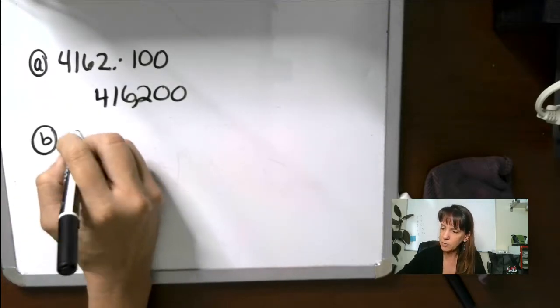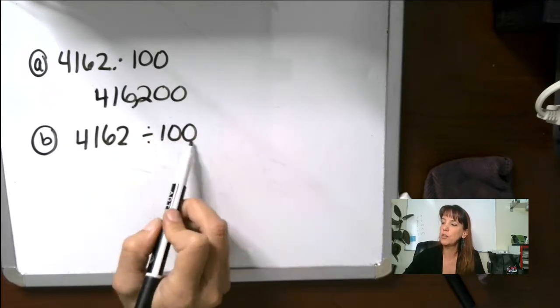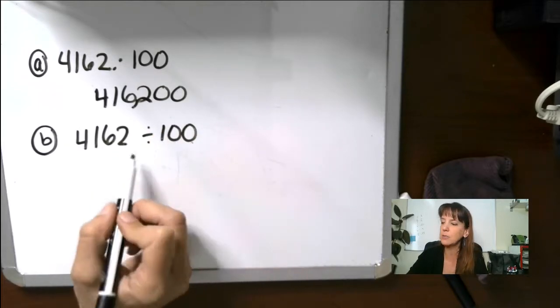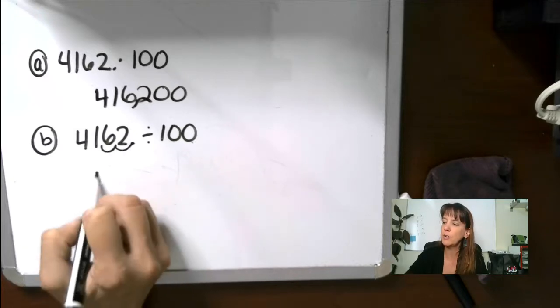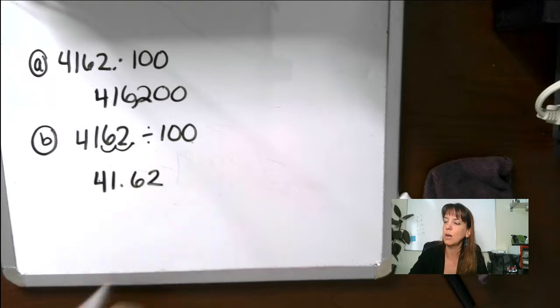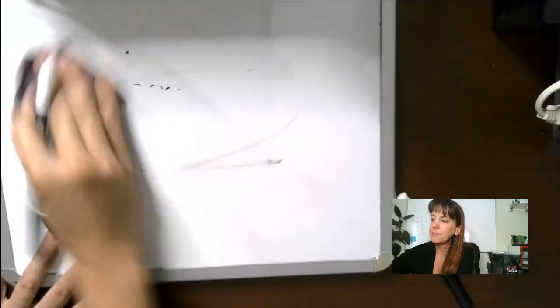Let's look at B. Again, oh no, on this one we're dividing. 4162 divided by 100. We have 2 zeros. We're making it smaller by 2 places. Our decimal is currently here, so we're gonna go 1, 2, and our new number is 41 and 62 hundredths. 41 and 62 hundredths, good.